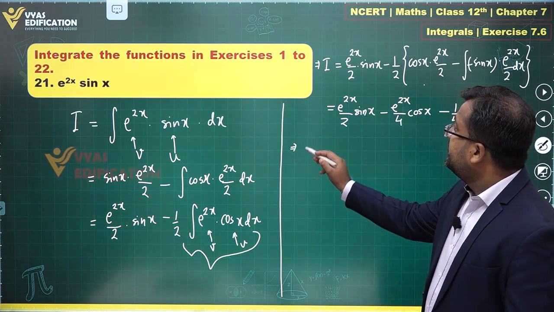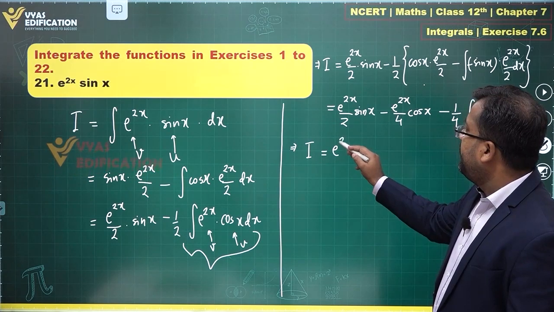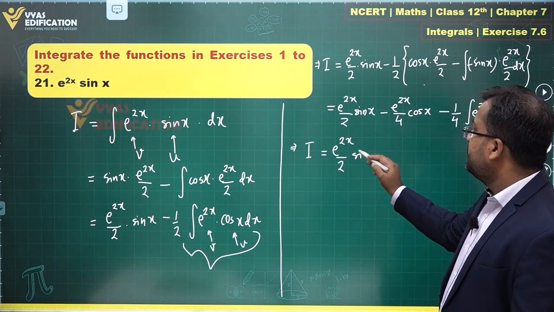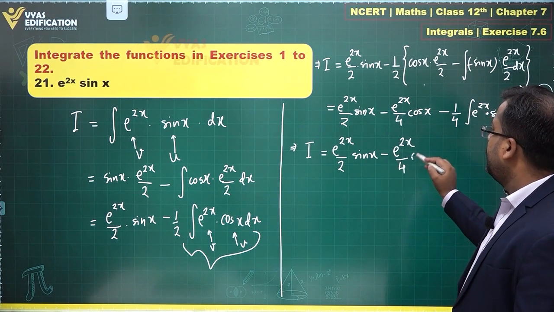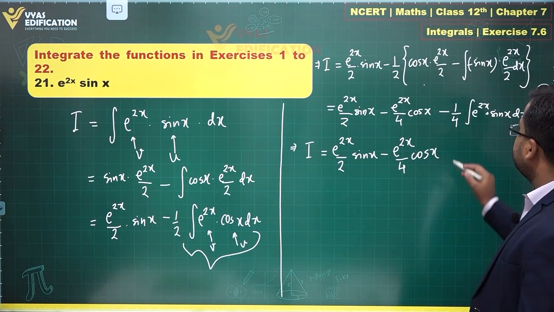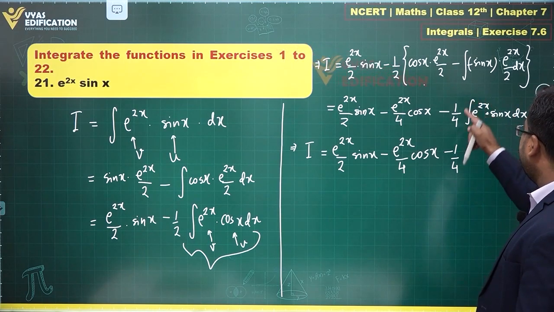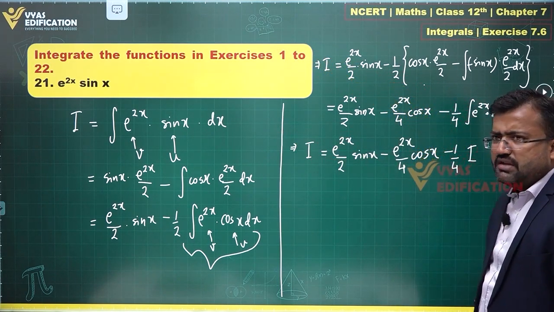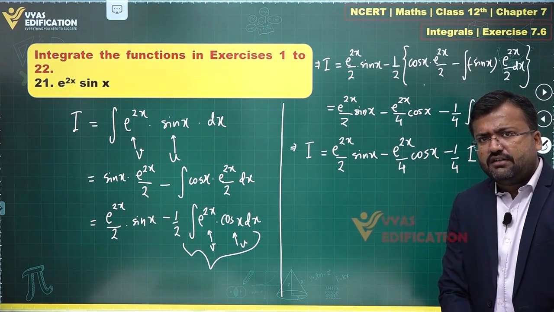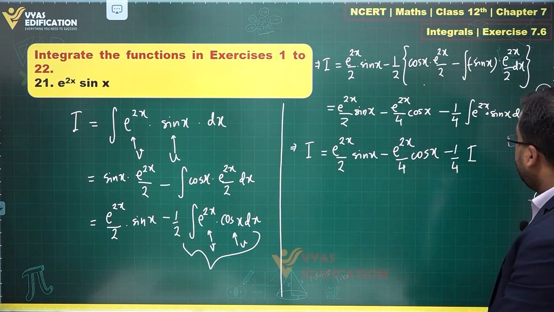What can we write it as? This is I, which is equal to e power 2x by 2 sin x minus e power 2x upon 4 cos x. And what is this? This is minus 1 by 4, okay. This is nothing but that same I that we started with, yes. So I'll write it as I. What's the harm in that? There's no harm in that, yes.